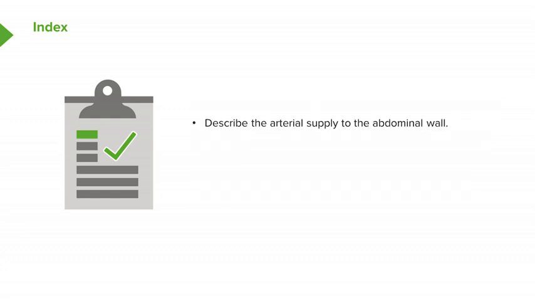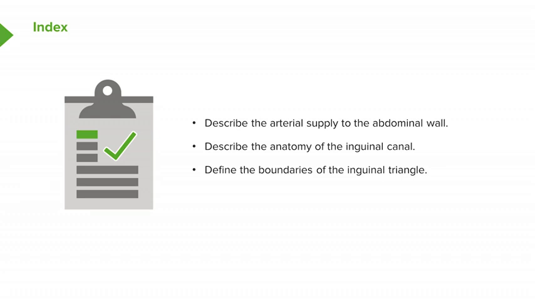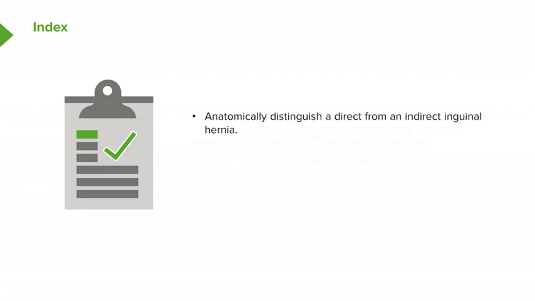Describe the arterial supply to the abdominal wall. Describe the anatomy of the inguinal canal. Define the boundaries of the inguinal triangle. And lastly, anatomically distinguish a direct from an indirect inguinal hernia. And then we'll proceed to the summary slide and identify the important take-home messages. And then lastly, provide attribution for the images that were used throughout this presentation.